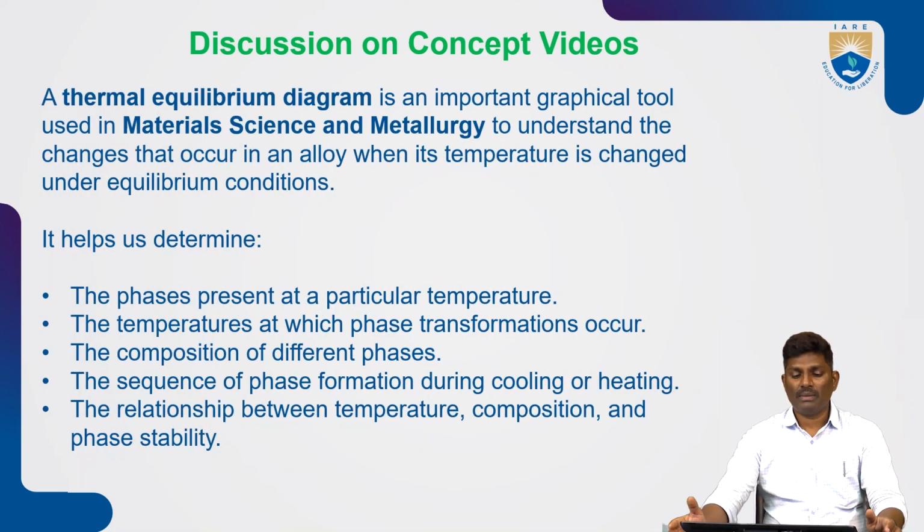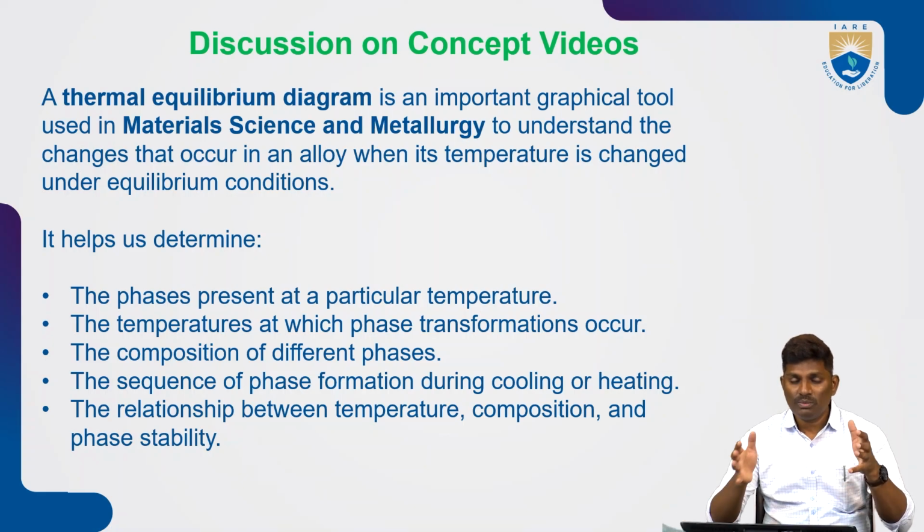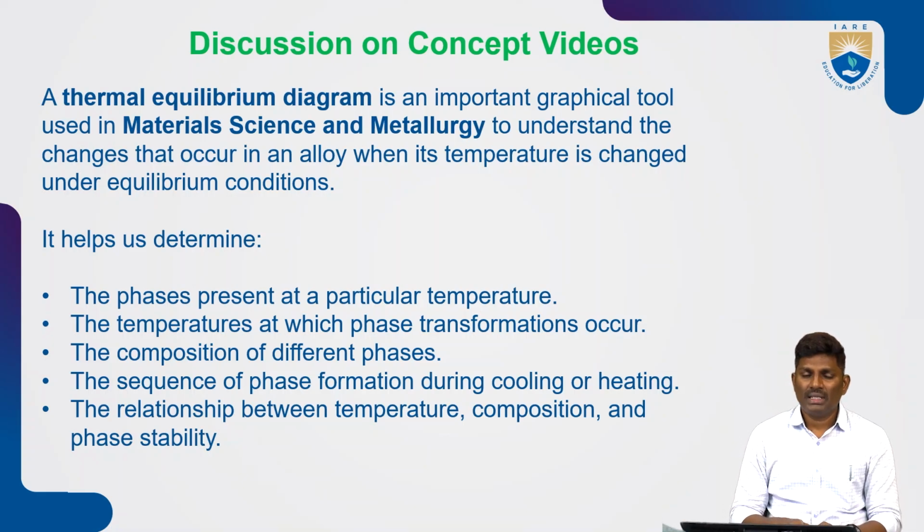Coming to the thermal equilibrium diagram. So what is the importance of the thermal equilibrium diagram? It is a graphical tool used in material science and metallurgical engineering to understand the changes that occur in the alloy when the temperature is changed under equilibrium conditions. So once a material undergoes temperature changes under equilibrium conditions, what is happening? Any type of metal, when it is under a heat treatment process, what happens under the equilibrium condition? That means at room temperature, once some metal X is being heated, what happens? So first one is what?